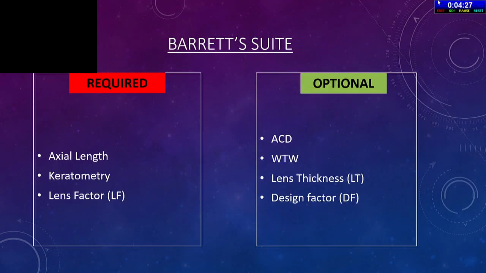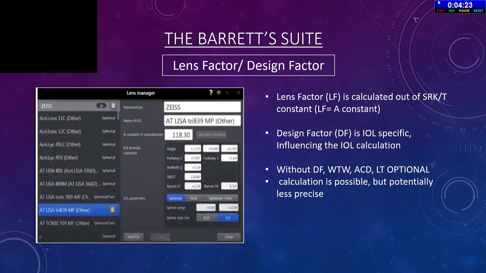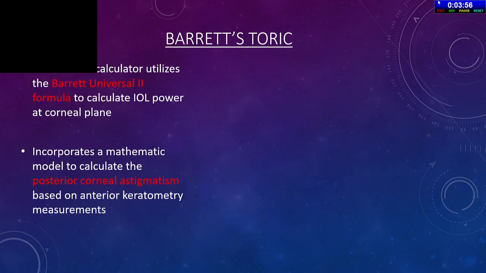The requirement for a Barrett's formula is the axial length, keratometry, and lens factor. So the Barrett's suite includes the lens factor. Lens factor is calculated out of SRK/T, the A constant. Design factor is IOL specific, which influences the IOL calculations. Without the design factor, white to white, anterior chamber depth, and lens thickness, the results are possible, but the measurements are more precise if these measurements are also included in the Barrett's calculation.